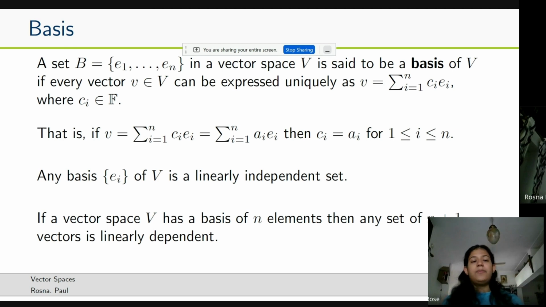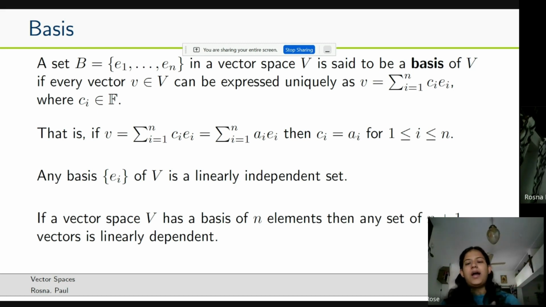And if a vector space has a basis of n elements, then any set of n plus 1 vectors is linearly dependent. That is what we saw in an example before. If you have R3, then the number of elements in the basis of R3 is 3, which are 1, 0, 0, 0, 1, 0, and 0, 0, 1. So these are the 3 basis elements of R3. That's why the dimension of R3 is 3.